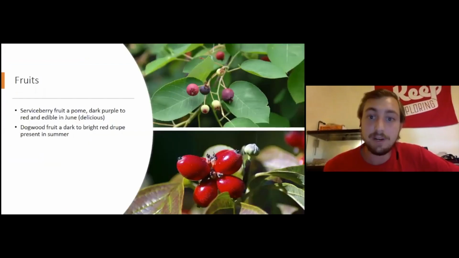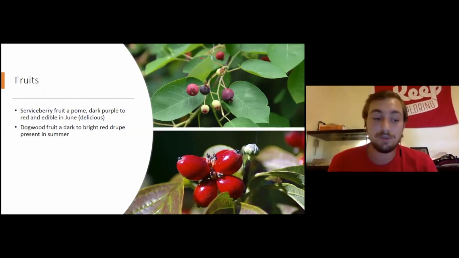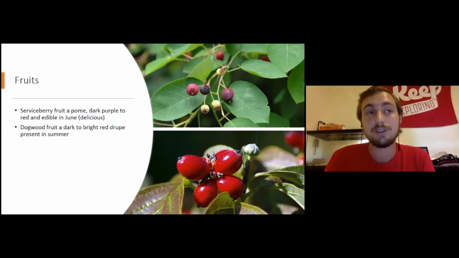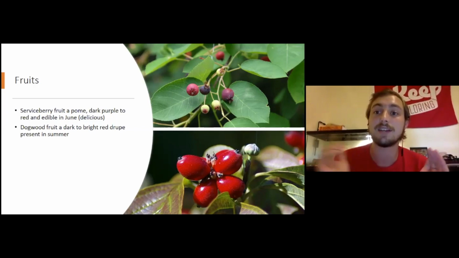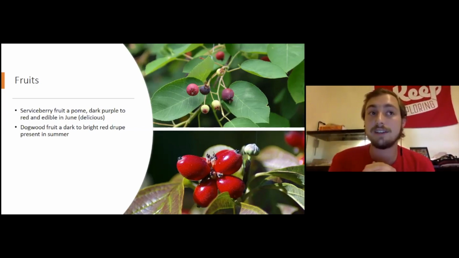So like I said, our serviceberry is a pome. They are dark purple to red and edible in June. So sometimes you'll hear these plants called Juneberry because that's when the berries ripen. And like I said, the Amelanchier canadensis is called shadblow serviceberry. These bushes were also called shadbush because of the timing of ripening of the fruits and the time of peak shad migration, when you would go and fish for shad. So that's why we also hear them called shadbush. Very, very delicious. The trick is getting them before the birds, especially the cedar waxwings.